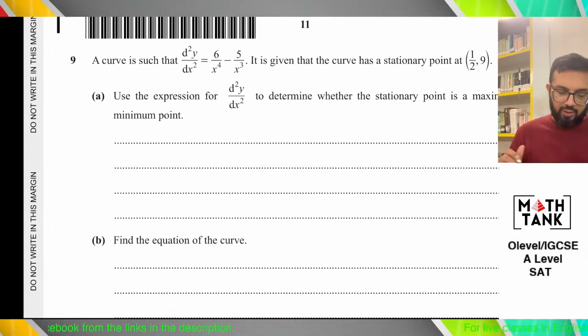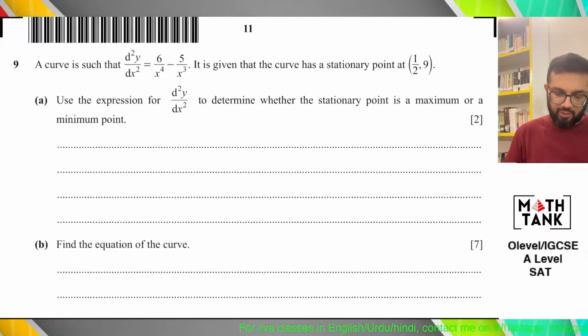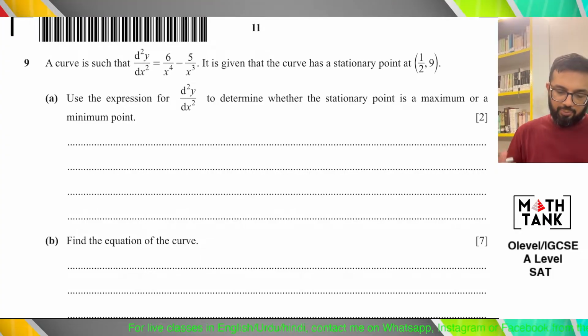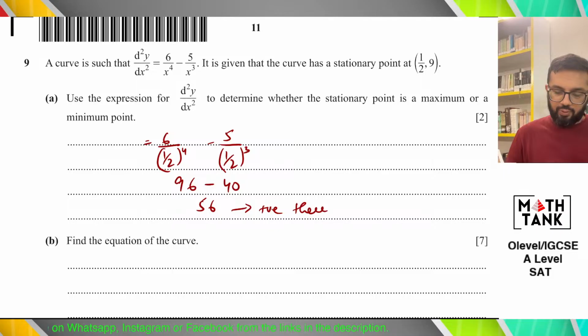Question number 9. A curve is such that d square y over dx square equals to this. It is given that the curve has a stationary point at 12, 9. Use the expression for this to determine whether the stationary point is a maximum or a minimum point. So you just plug in the point. That's 40. 16 into 6 is 96. That gives me 56. Positive. Therefore, minimum.